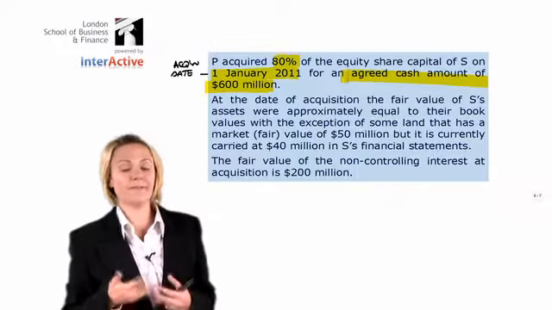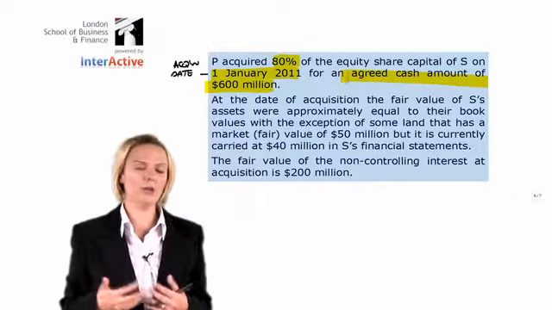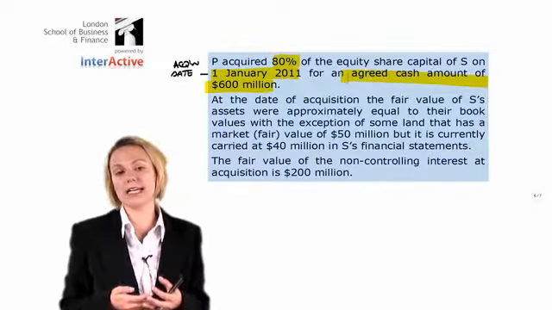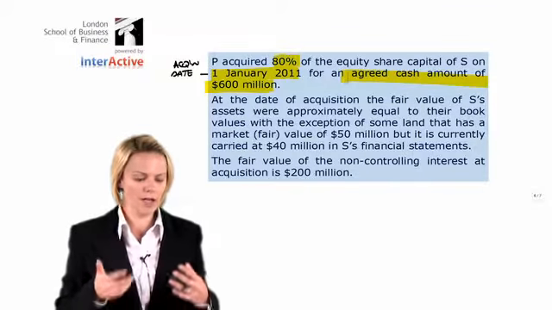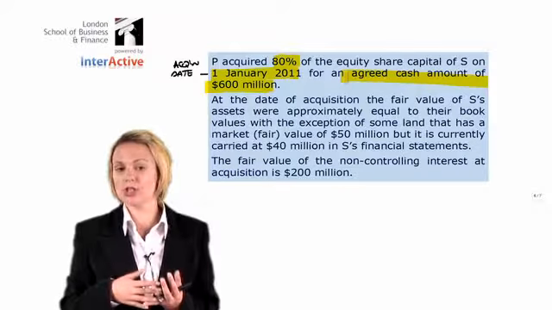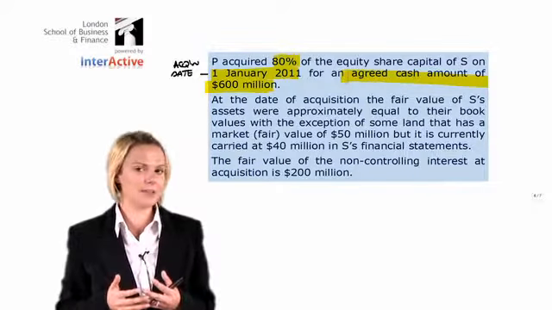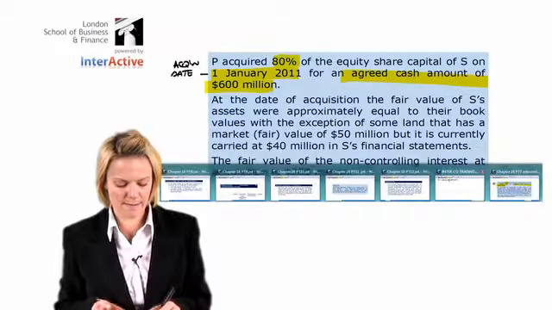What we don't know is the fair value of net assets at acquisition. So we need to work out the net assets at acquisition in order to get goodwill. We also need to incorporate this fair value adjustment that we need to do to the subsidiary's land. So let's have a go at answering this question then. So fair value adjustments example.